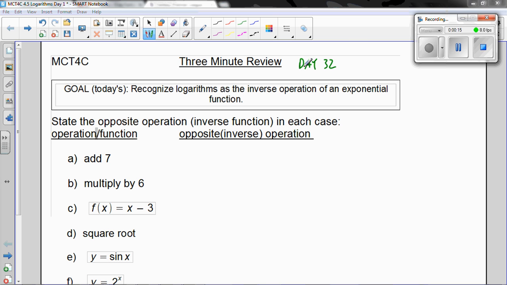Today's a huge day because we get to learn how to use a new button on our calculator. So that's wicked awesome. We're a little bit from that right now. We're starting with this idea of recognizing logarithms. There's the new word, and that's going to be the new button. It's all very exciting. As the inverse operation of an exponential function.